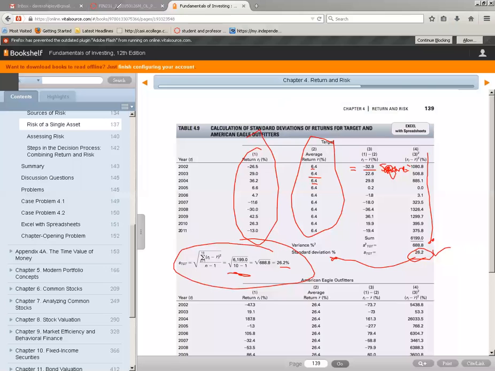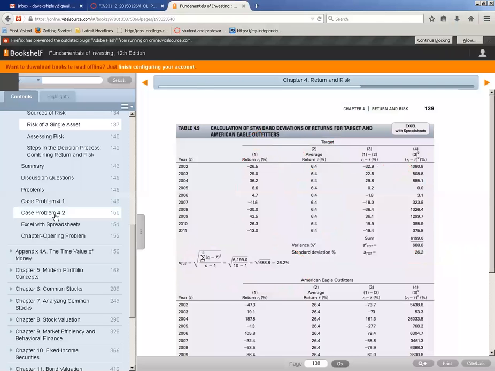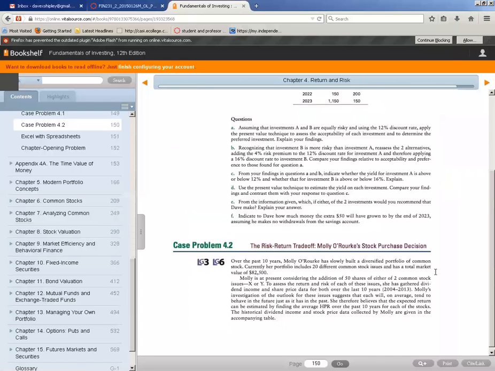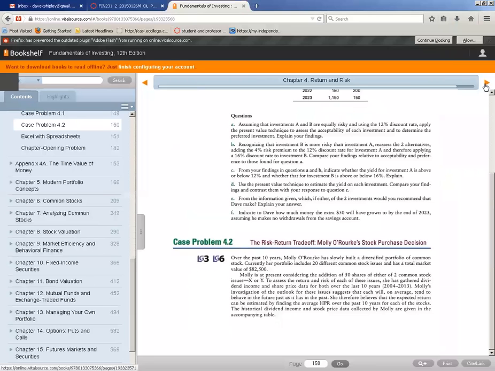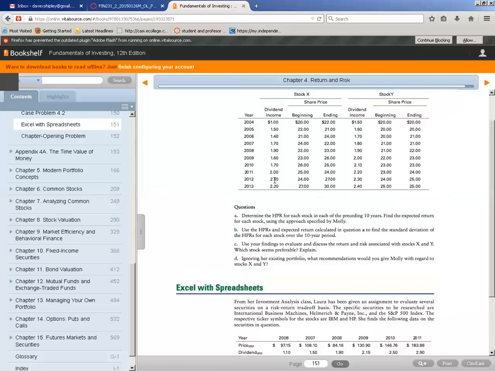Because the last couple problems, okay, oh, that's not what I wanted. Let's go back to 4.2. For C and D, shouldn't require any math. It's just you analyzing the information. Okay, so for C, you're going to look at the numbers and you're going to evaluate the risk and return for stocks X and Y, and which one would you do. Then it asks, ignoring her existing portfolio, what recommendations would you give to Molly with regard to those stocks? Which one would you do? Not even thinking about her current portfolio, just which one would be your preference for her.